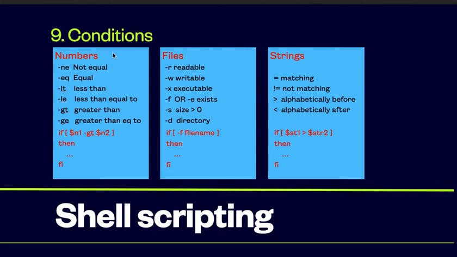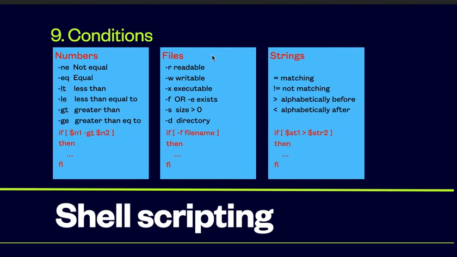As you can see, for numbers we can use these operators like -ne is for not equal, -eq is for equal, and so on. And this is the syntax. In the square brackets we can give $1, and -gt or -le or something, and then $2, then the block of statements which we want to execute, and close it with fi. So this then is also one of the keywords, it is required.